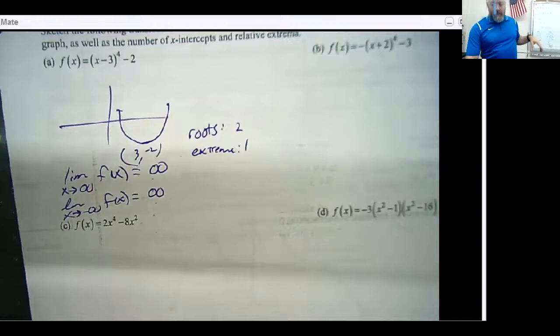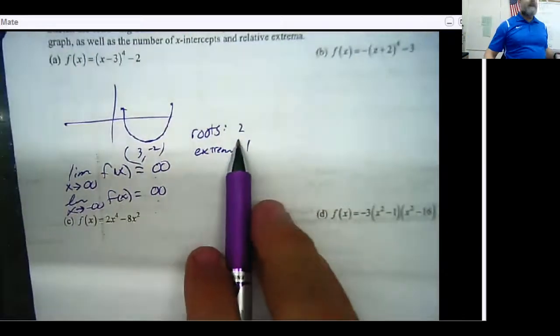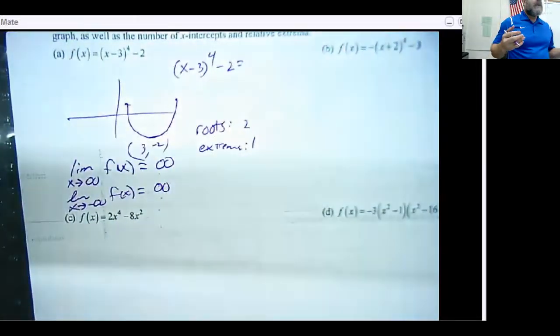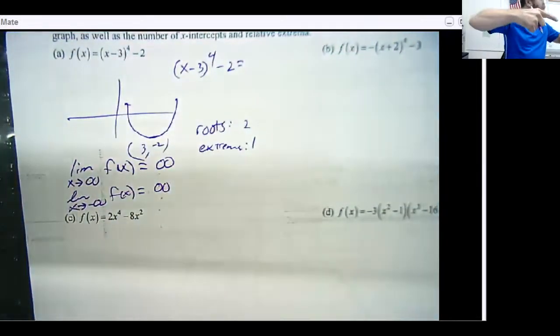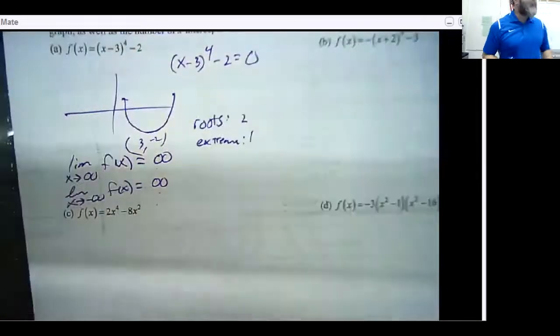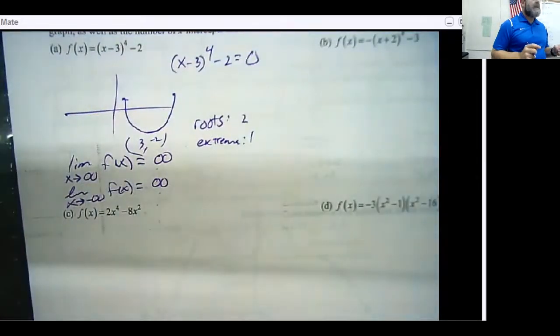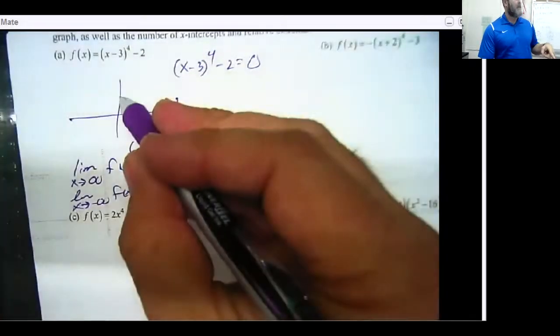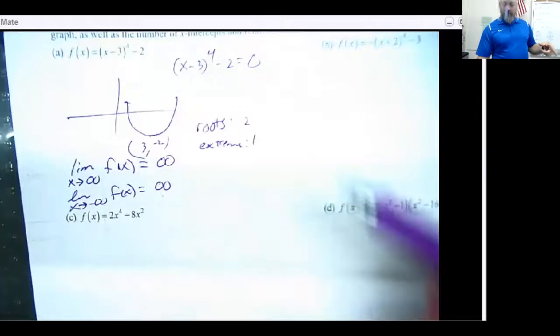Now, by the way, we said there were 2 roots. Can anybody tell me how I could actually find where those roots are? A root is specifically where the graph hits what value? 0. How would you go about solving that? Not plug in 0. If I plugged in 0, that would actually tell me the y-intercept up here. How would I solve that?